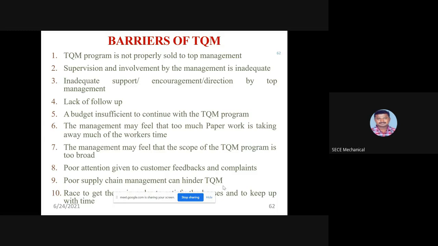The next is the management may feel that too much paperwork is taking away much of the workers' time, and the management may feel that the scope of the TQM program is too broad, and poor attention given to the customer feedbacks and complaints. And next is poor supply chain management can hinder total quality management. Race to get there in order to satisfy the bosses and keep up with the time. So these are all the barriers of total quality management.